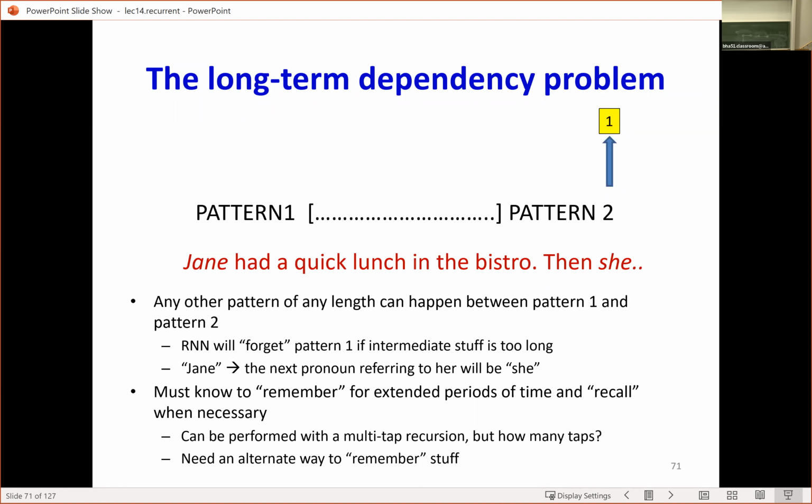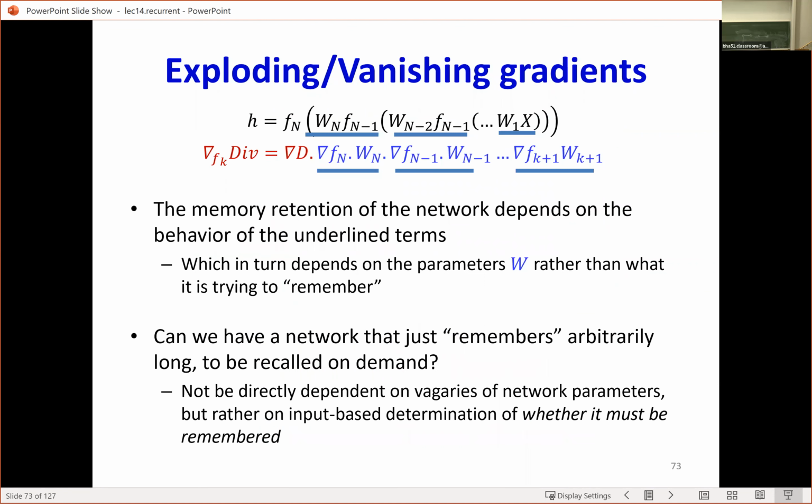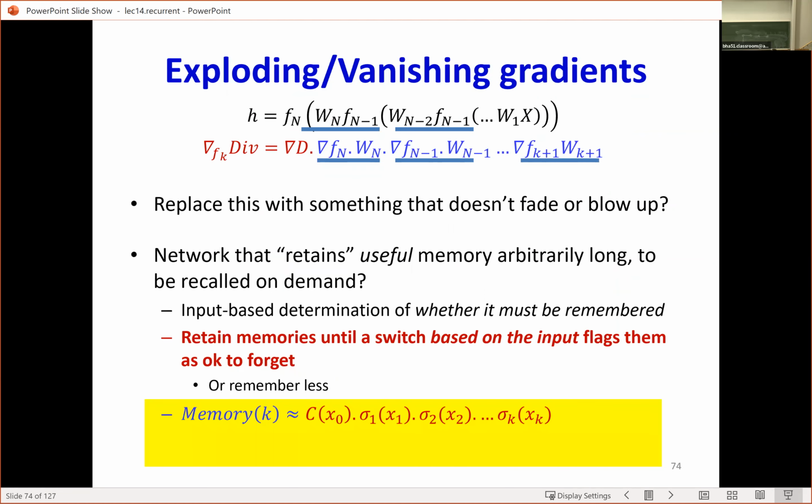So now you want the memory behavior to not be dependent on the parameters of the network. You want the memory behavior to be dependent on the inputs, the patterns it finds in the inputs. And when is a closed brace relevant? If there's already a brace at the input. So here is what we're going to do. We just solve all our problems like so. The memory retention depends on these nasty terms. We're going to get rid of them.